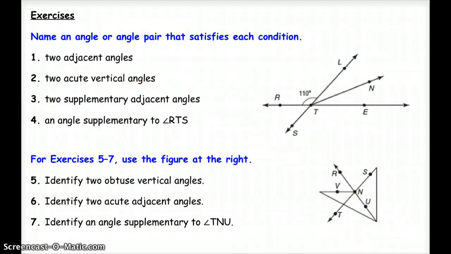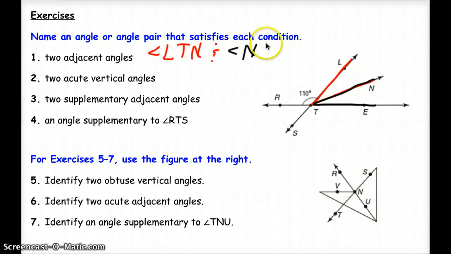Let's take a look at our examples. Name an angle or an angle pair that satisfies each condition. So I need adjacent angles, and adjacent angles means angles that are next to each other. There's a ton of answers here, people. Let's take a look. You can pick any one you want. I'm going to pick this angle right here, angle LTN, and I can pick on either side. I can pick on the left, or I can pick on the right. I'm going to pick on the right here. I'm going to name angle NTE.